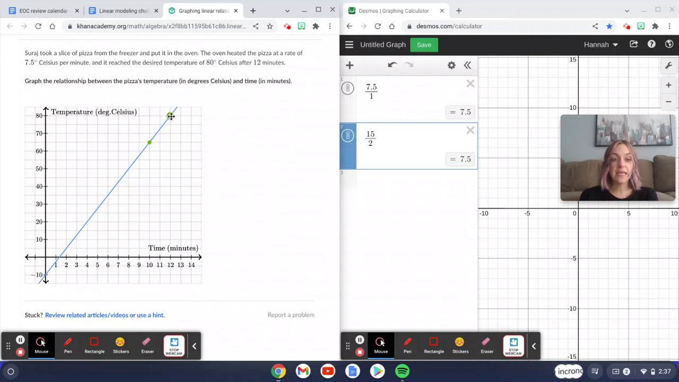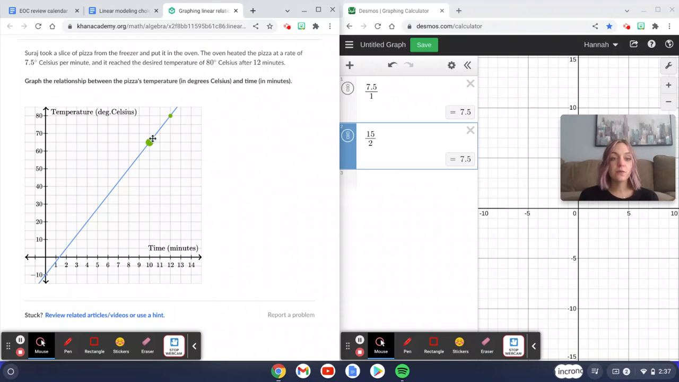So you started at 80, and then I went over 2 minutes, and then I went down 15 degrees. This is, again, still giving me my slope of 7.5 degrees per minute. I just did it a different way.